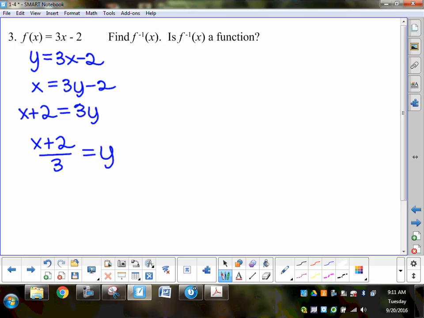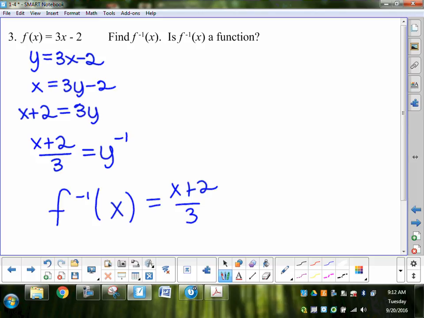Now, I could say that, but that's really poor notation. What did we name the function in the original? F of x. So we would state this out as f inverse of x equals x plus 2 over 3. Is that going to be a function? Or is the inverse going to be a function? I know whether or not it's going to be a function before I did any of that garbage in finding it. Sam, is the inverse going to be a function, yes or no? Yes. Why?